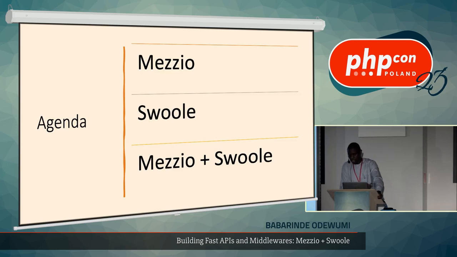All right, so this is the agenda. Three main strata: Mezzio, Swoole, and Mezzio with Swoole. The pronunciation is dependent on you. You can call it Swoole, Swoole, Swoole, anyone is fine.